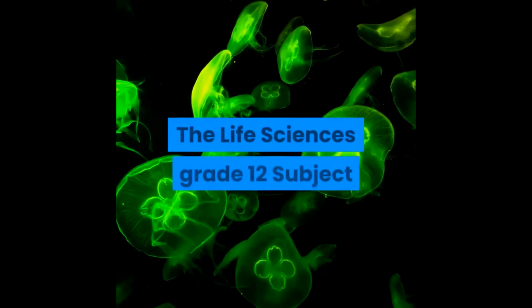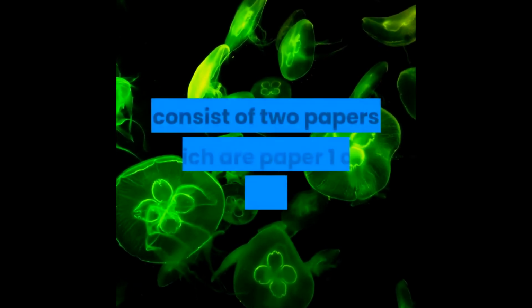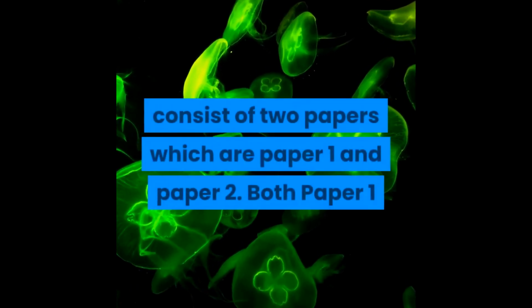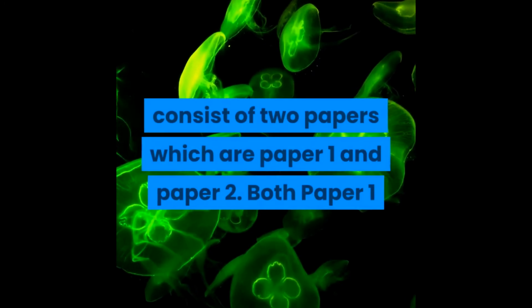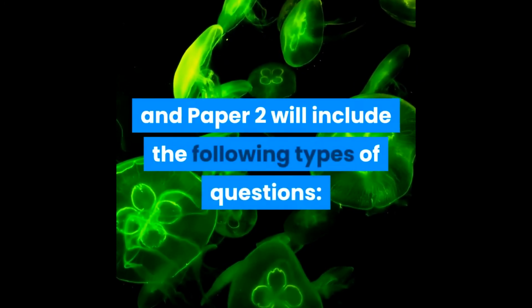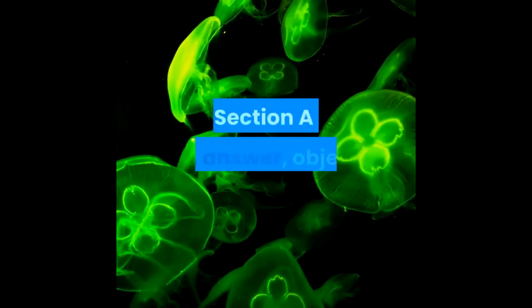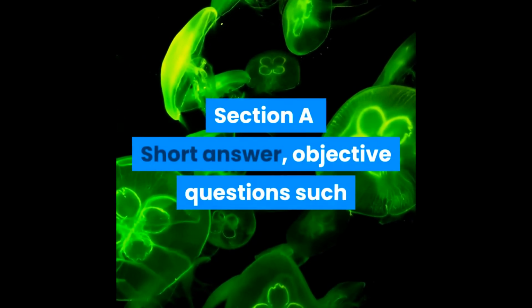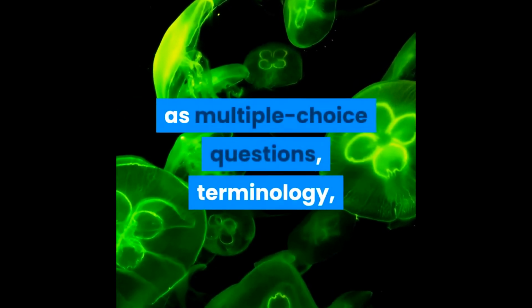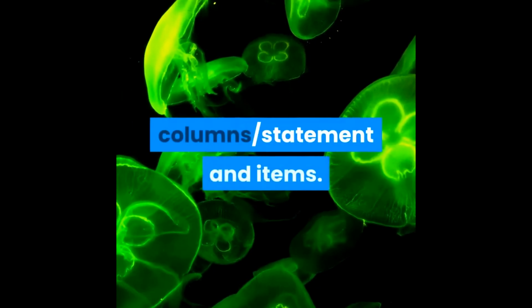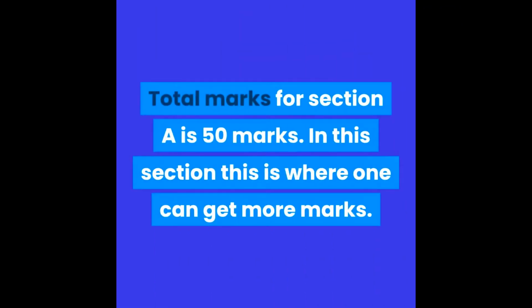The life sciences grade 12 subject consists of two papers, which are Paper 1 and Paper 2. Both Paper 1 and Paper 2 will include the following types of questions: Section A, short answer, objective questions such as multiple choice questions, terminology, columns, statements and items. Total marks for Section A is 50 marks. In this section, this is where one can get more marks.